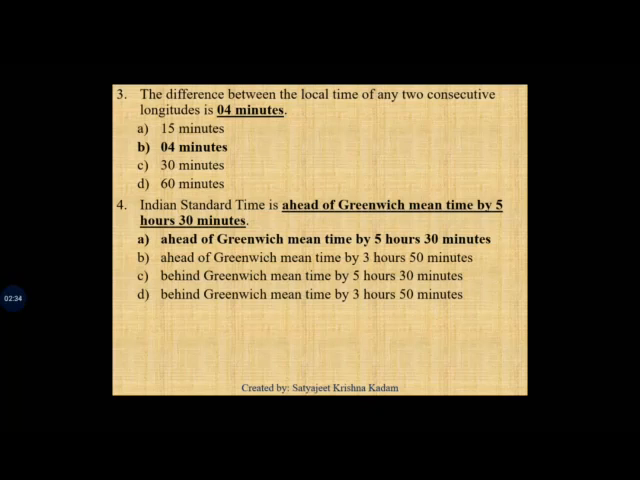Next, there are dash time zones in the world. A. 360, B. 24, C. 100 and D. 365. Answer 24.